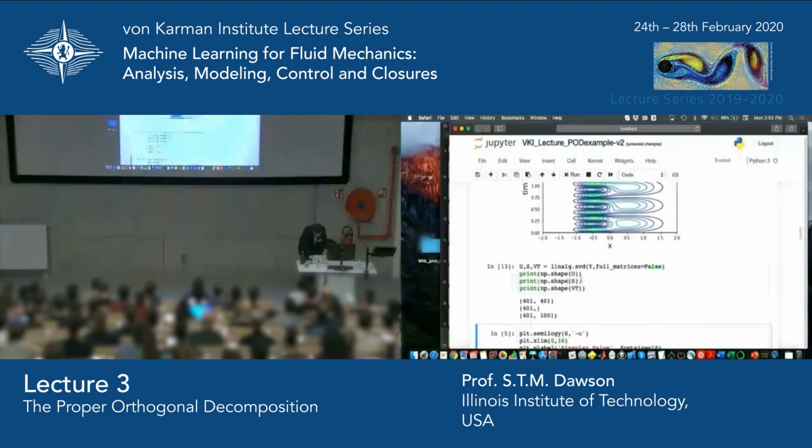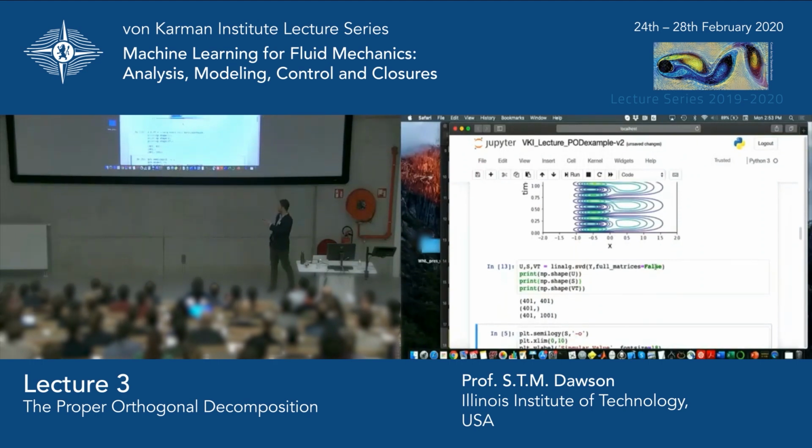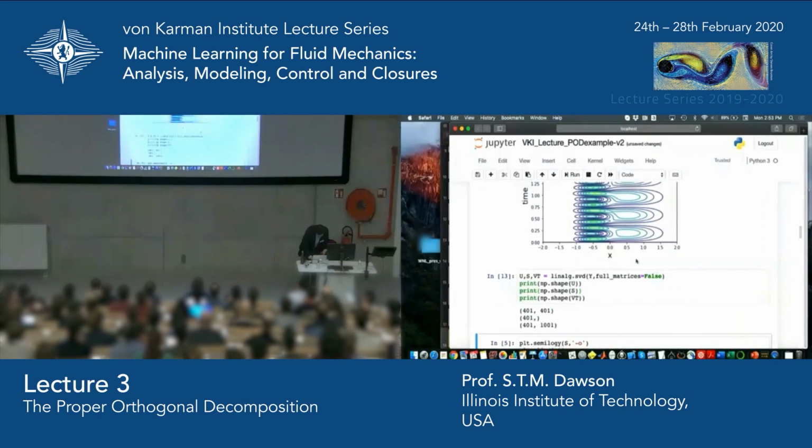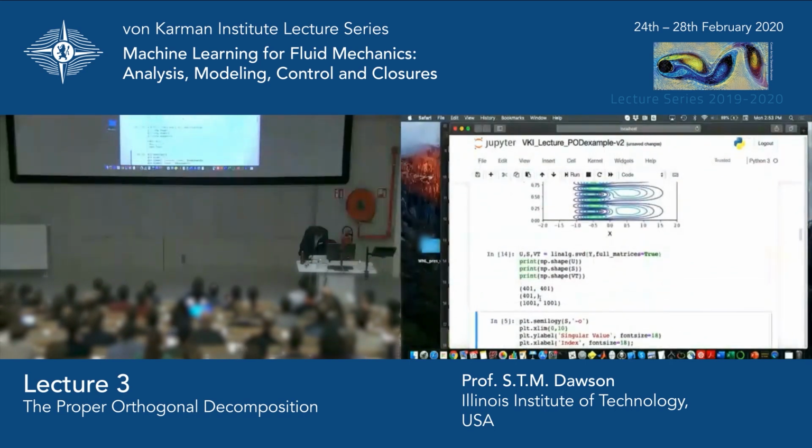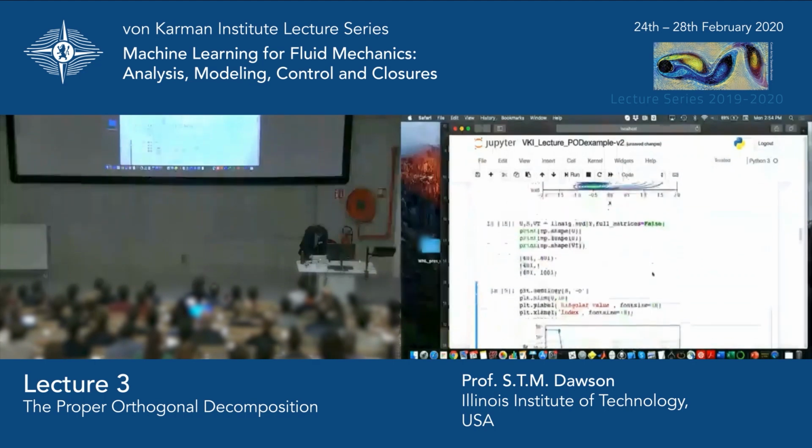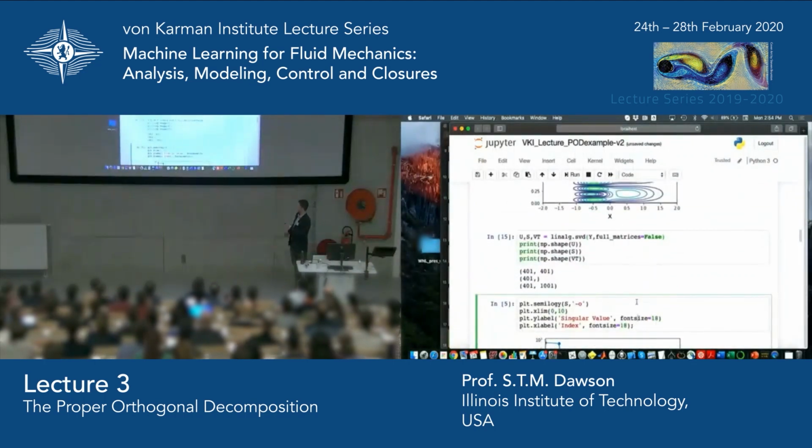And note that here, I've said full matrices equals false, which is equivalent to, rather than computing the full SVD, computing the economy SVD. And so what that means is that in this case, we have more columns than rows. So U is a square matrix and V is a rectangular matrix. And if I said that equals true, then I end up with a square matrix for V also.